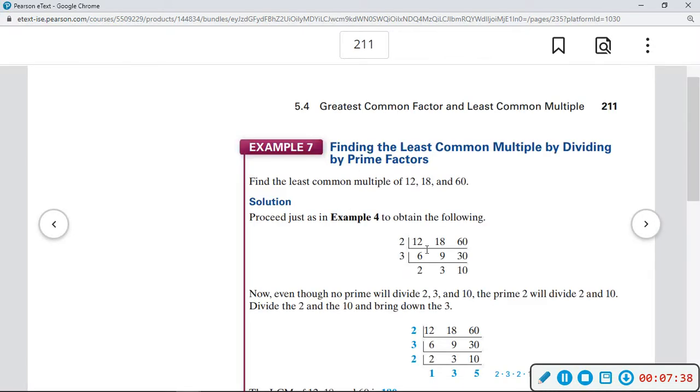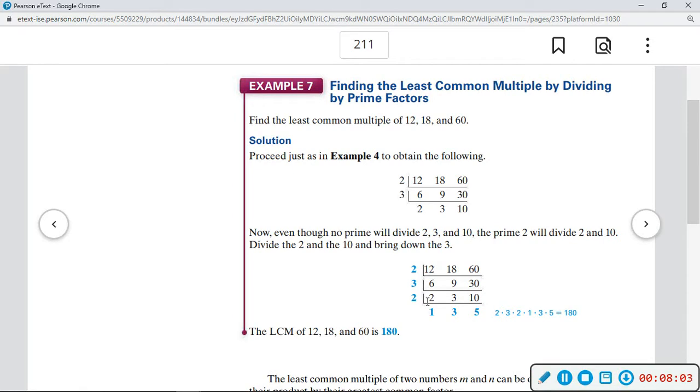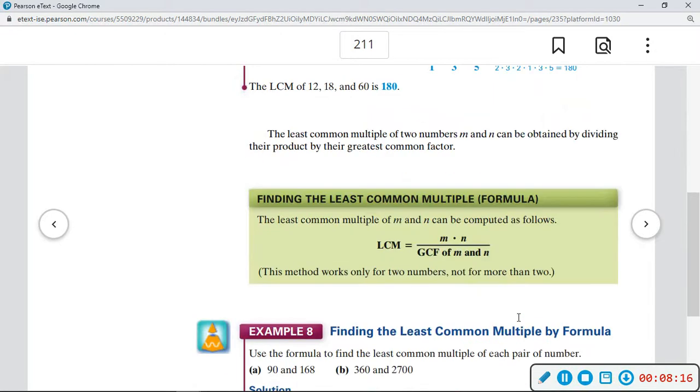Here they're showing you this. They did 12, 18, and 60, divided them all by 2, and this is what they had left. These numbers could all be divided by 3, so they did that. Now here there's no number that will divide all 3 of them, but 2 will divide 2 of them. So if you have 2 at least, then you can keep going. So they divided the ones that can be divided by 2, and they brought the remainders down. Now there's nothing that will divide all of them. So then they use these numbers 2, 3, and 2, which is a nice way of also getting your least common multiple. I like that one as well.